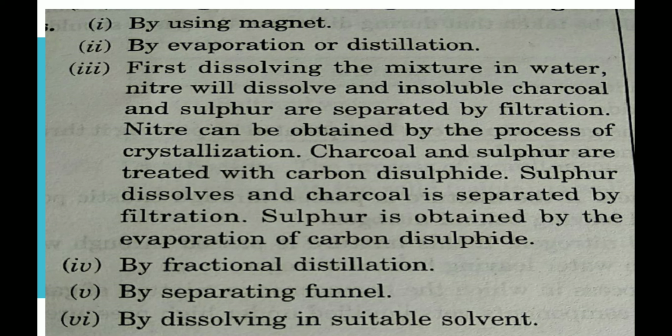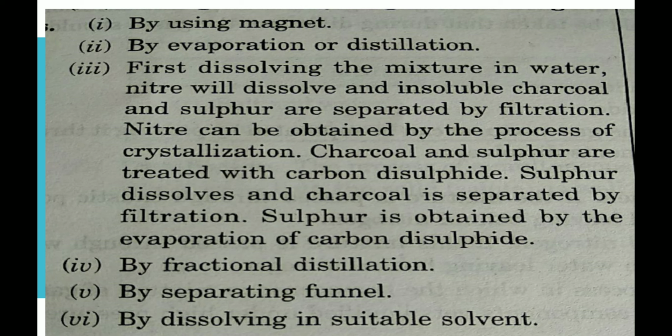Nitre can be obtained by the process of crystallization. Charcoal and sulfur are treated with carbon disulfide. Sulfur dissolves and charcoal is separated by filtration. Sulfur is obtained by the evaporation of carbon disulfide. That's over. Now the fourth one.